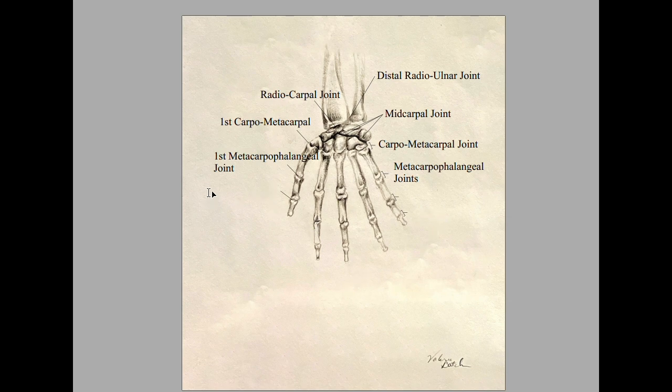And the thumb is going to have one and only one phalangeal joint because it only has two phalanges, proximal and distal phalanx. So it's going to make the interphalangeal joint, okay? The interphalangeal joint. Whereas over here with the rest of the digits 2 through 5, we have two sets of interphalangeal joints.